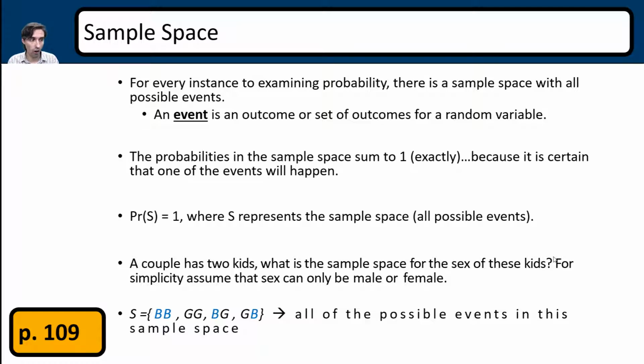So it's putting all possible events into a sequence. If you look at the bottom here, we have S equals brown-brown, green-green, brown-green, and green-brown. Those are all the possibilities based on this one example where there's only the probability of either green or brown eyes for the children.